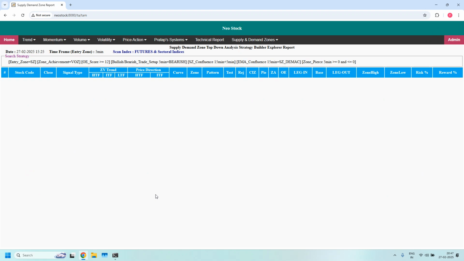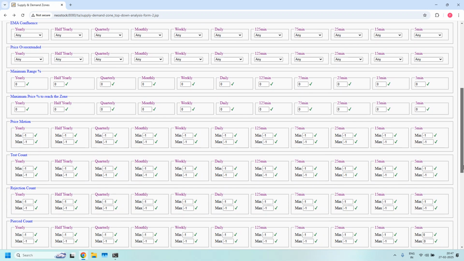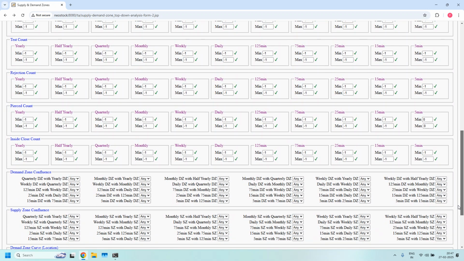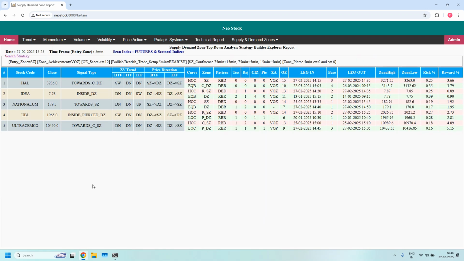Next, let us look into LTF, ITF, HTF zone confluence supported stocks. Removing EMA filter. In the supply zone confluence, we should set 3 filters. First filter is already enabled. Second filter, 5-minute supply zone with 75-minute supply zone confluence. Third filter, 15-minute supply zone with 75-minute supply zone confluence. With all the 3 filters, we got 5 stocks.